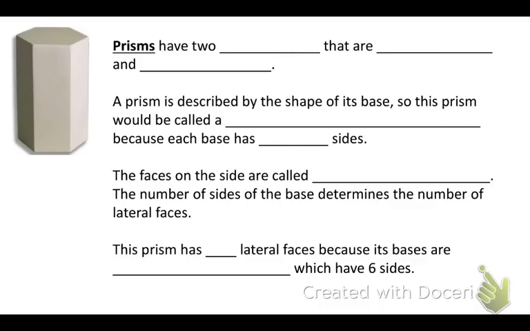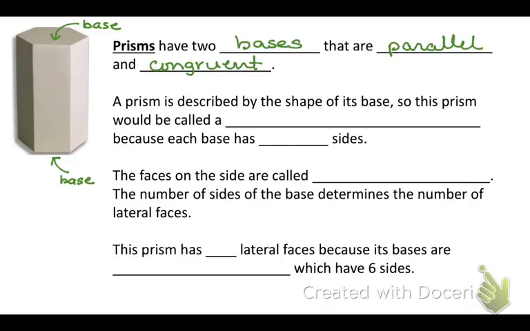Prisms have two bases. Here is a base, and here is a base. If you stood a prism on its ends, the bases are what would touch the table. The two bases are parallel, and they are congruent. On this prism, even though we can't see it, we know that this bottom base is a hexagon, just like this top base, and that it is parallel and congruent to this top base. So a prism is described by the shape of its base. This prism would be called a hexagonal prism because each base has 6 sides.